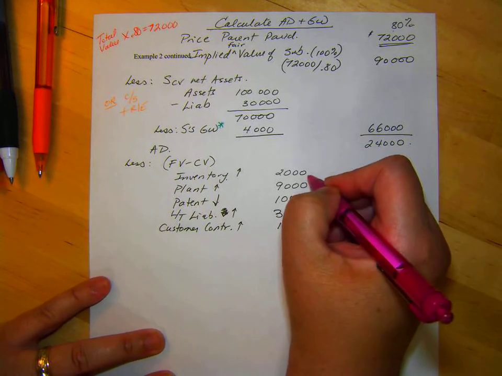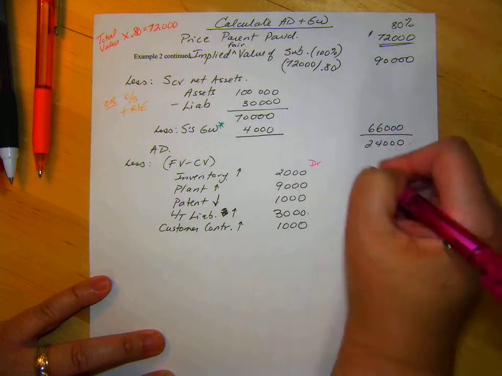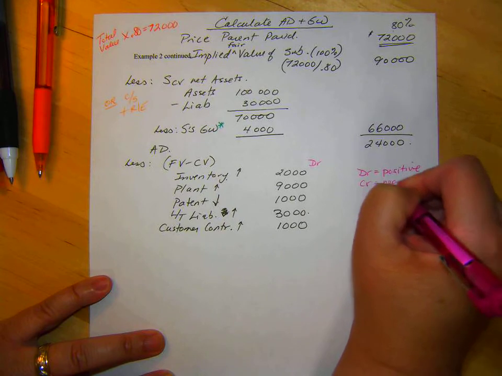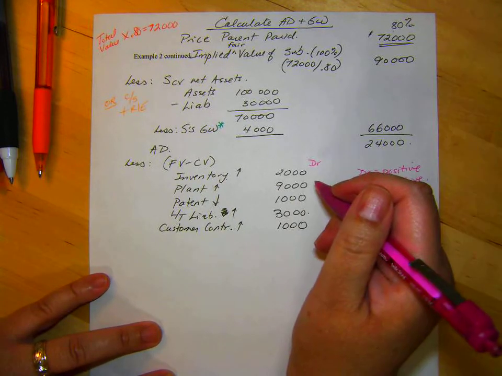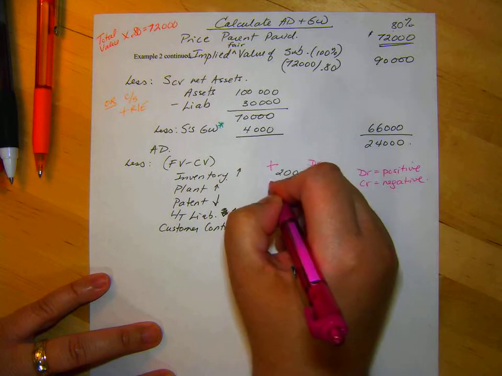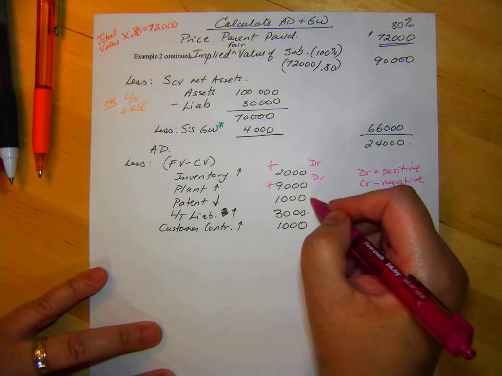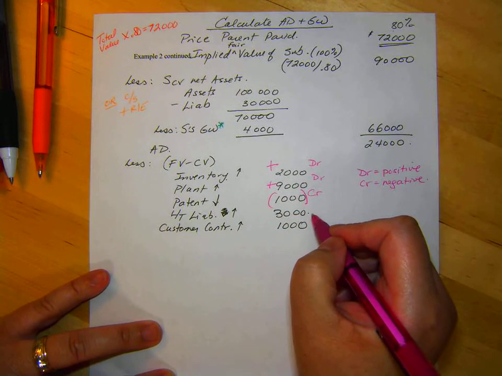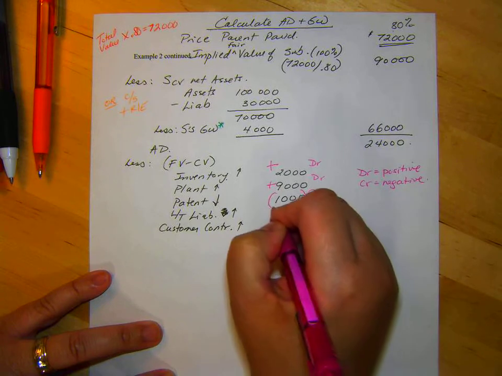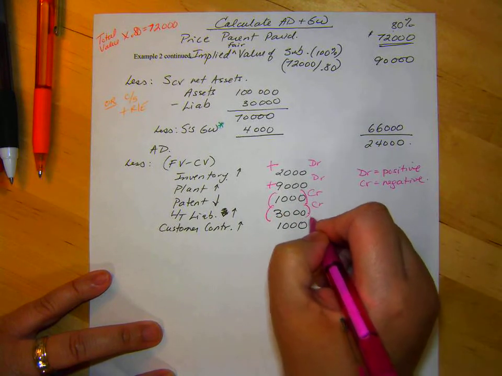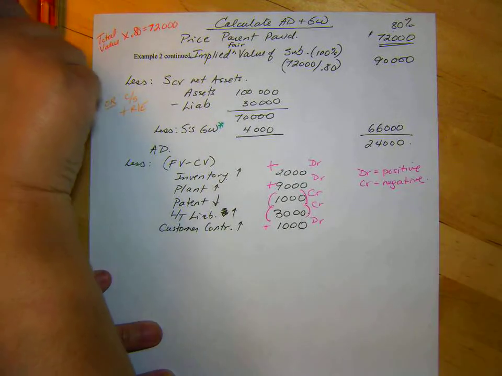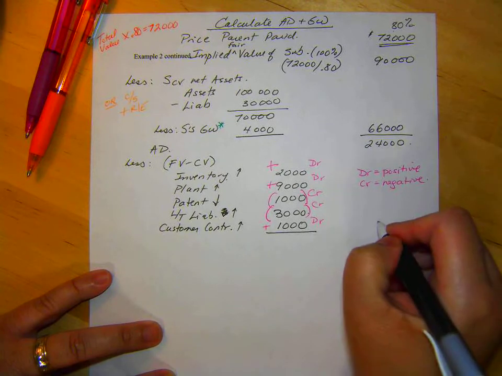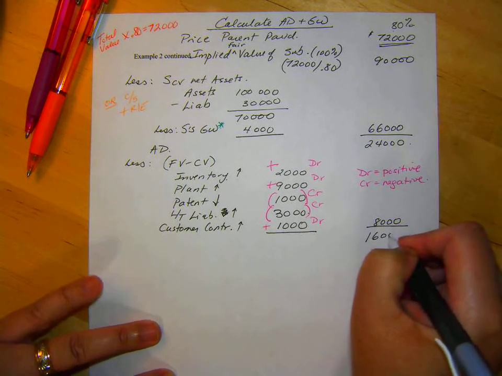Okay, so inventory, to make it go up, it's a debit. Remember, debit equals positive. Credit equals negative. Just for this calculation, don't throw everything you know out. Plant also went up. Patent went down, that's a credit. Long-term liability went up, that's a credit. And customer contract went up, so that's a debit. How'd you do? Okay, so that goes to 8,000. Well, goodwill is 16,000.